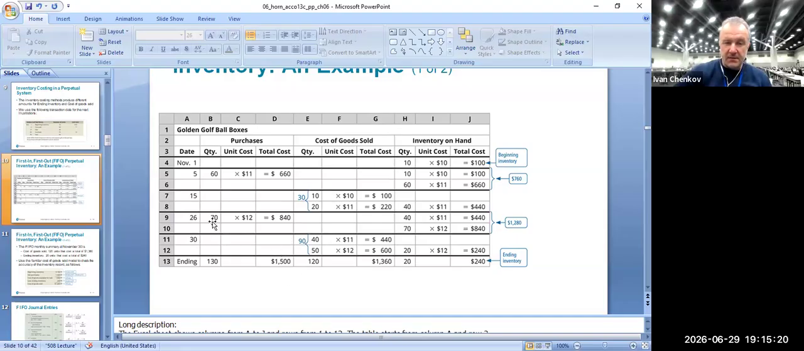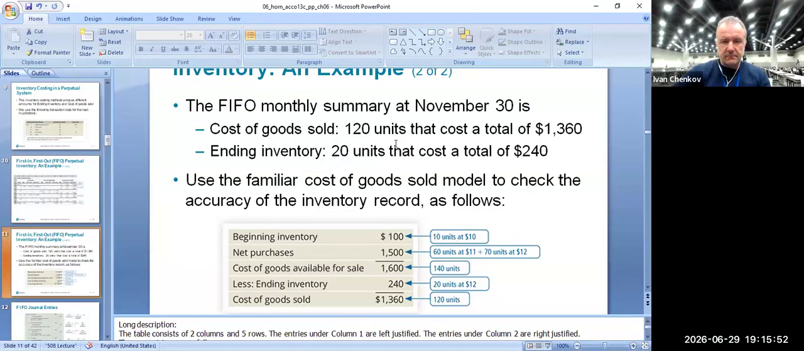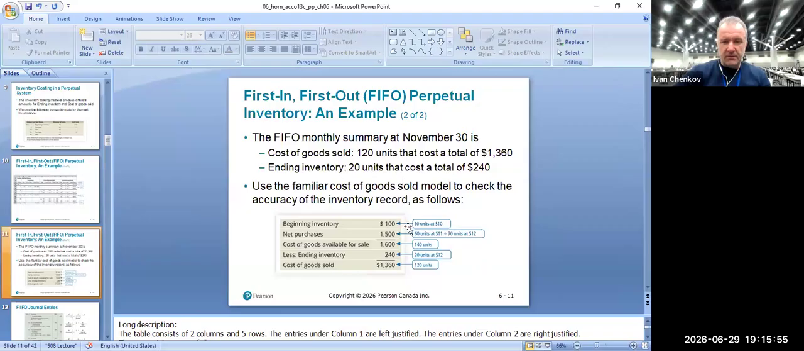Then we're going to add the other 70 that we purchased on November 26th, and then we're going to sell 90. In our ending inventory, we're going to end up with 20 units, which are going to come from the very last purchase from November 26th, which has a purchase price of $12. So our ending inventory balance is going to be $240. Now, once we have this, we can do this example.